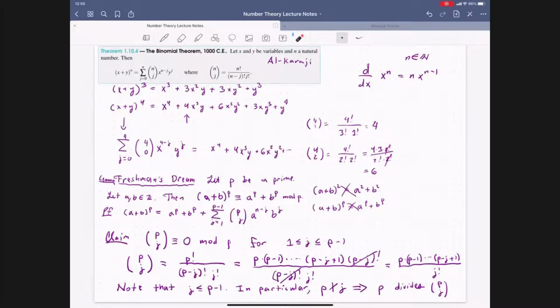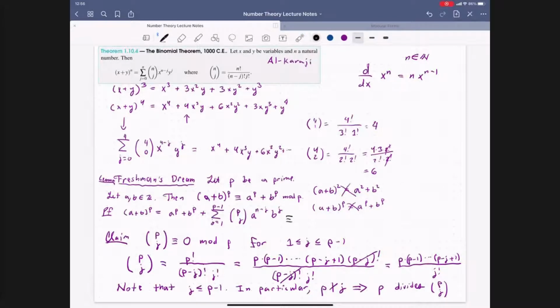Since j factorial is going to be j times j minus 1 times j minus 2, and none of them are divisible by p by virtue of all those terms being less than p. And so p divides p choose j. That's what we wanted to prove, because if p divides p choose j, then we have that this is congruent to 0 mod p.